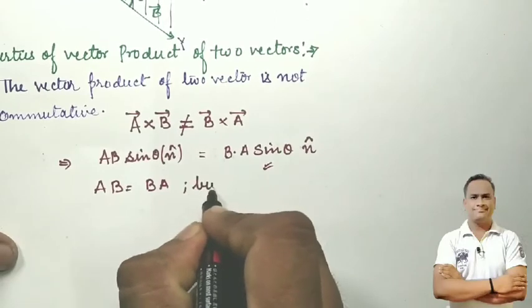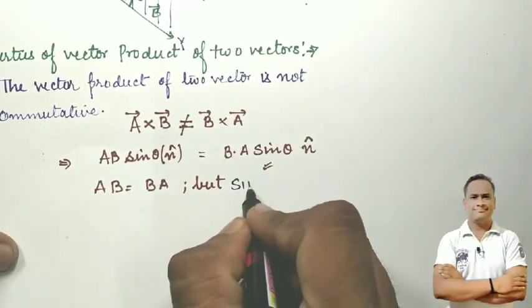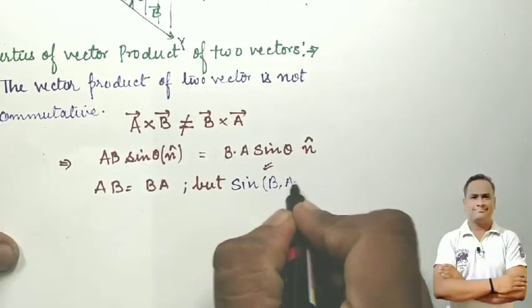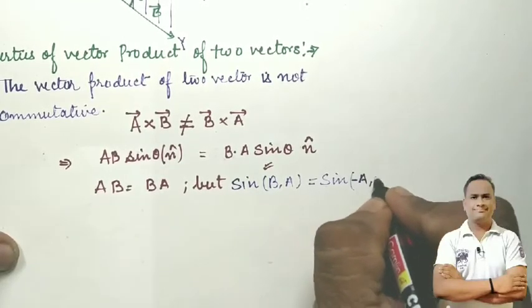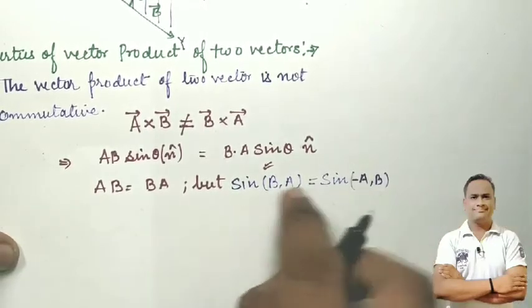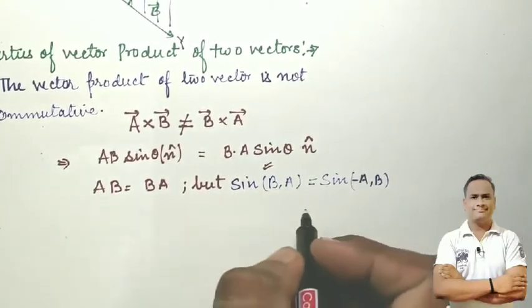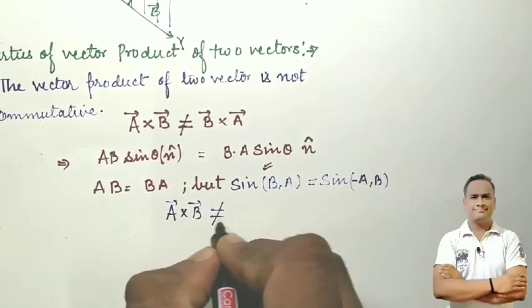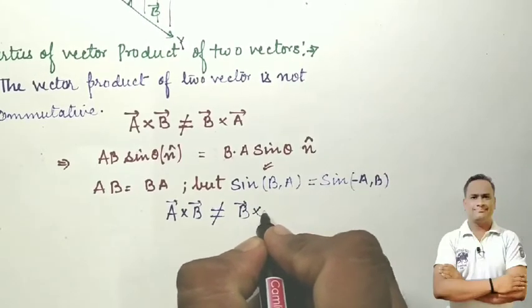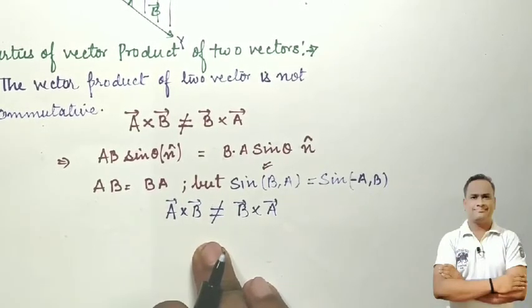But the direction: the direction of B cross A is opposite to that of A cross B. This shows that the directions are not equal to each other. When they are not equal, how can we say that the cross product of two vectors is commutative in nature? That's why we conclude that if two vectors are given and we have to calculate their product, the product is not commutative, meaning if we reverse the places, we can't get the same result.